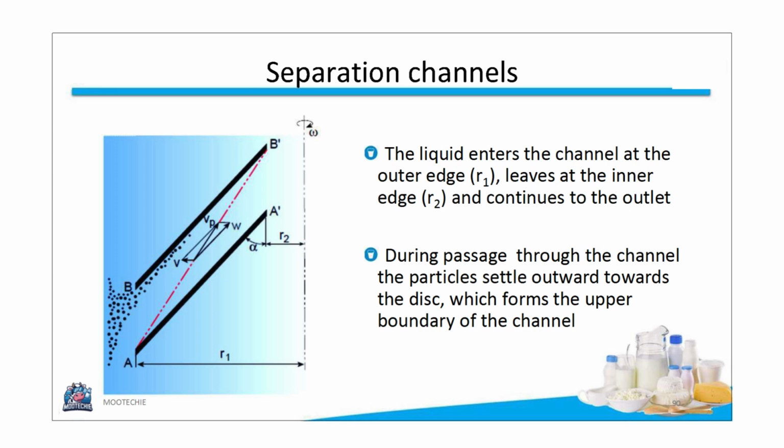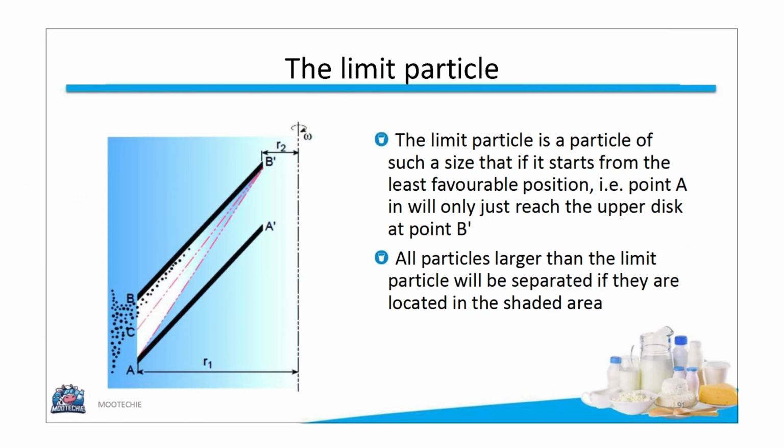Liquid enters at the outer edge, R1, and leaves at the inner edge, R2, continuing to the outlet. During this passage, particles settle outward towards the upper disc. The concept of a limit particle is important. This is a particle that, if it starts from the least favorable position, point A, will just barely reach the upper disc at point B. All particles larger than this limit particle will be separated if they start in the shaded area between the discs.